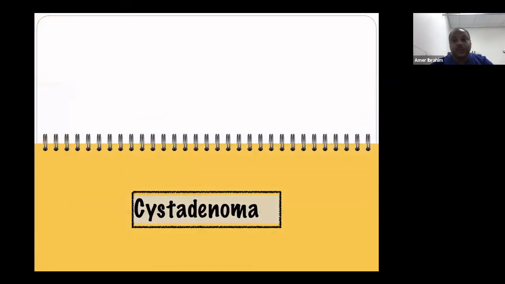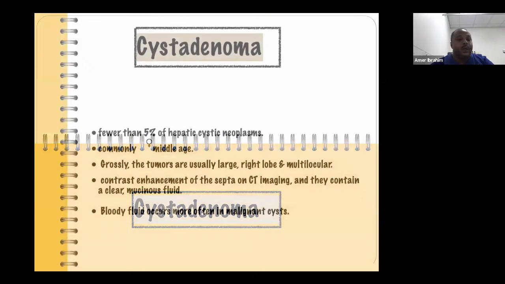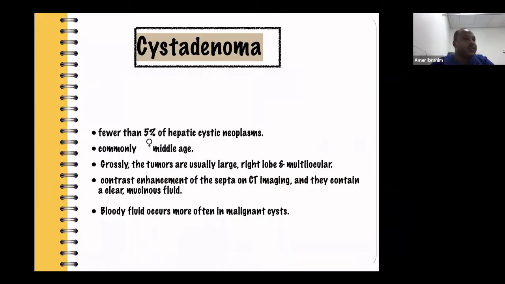So, cystadenoma or MCN. Okay. It's present in less than 5% of all cystic lesions of the liver. It's most common in females, and grossly the tumors are usually large, mostly in the right lobe, and sometimes could be multilocular. So contrast enhancement of the cyst is very important to differentiate these cystic lesions from the true cyst or from the other types of cyst.